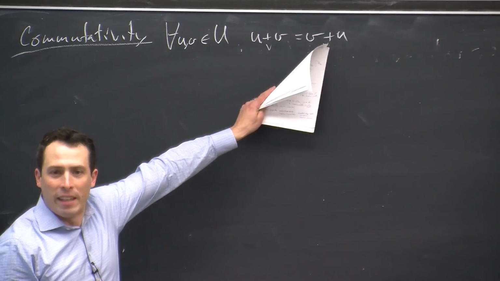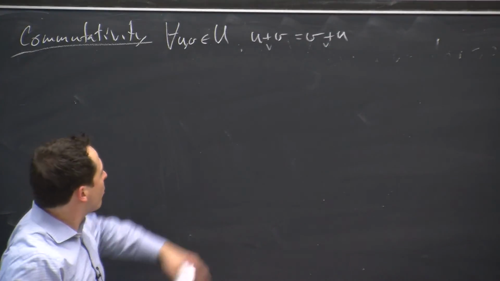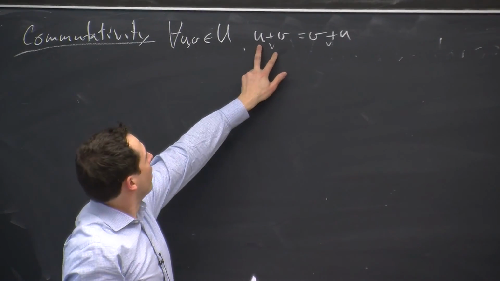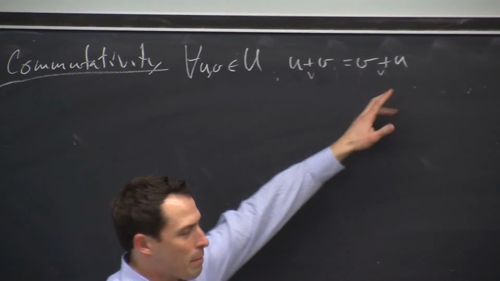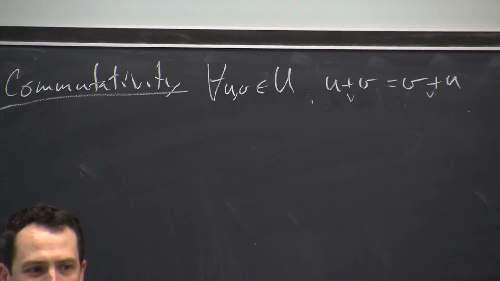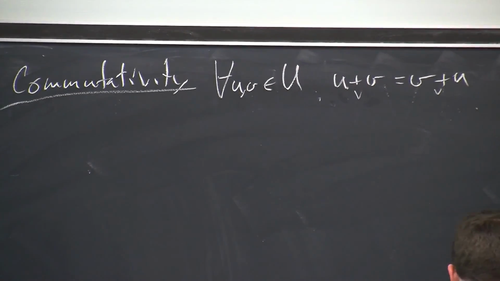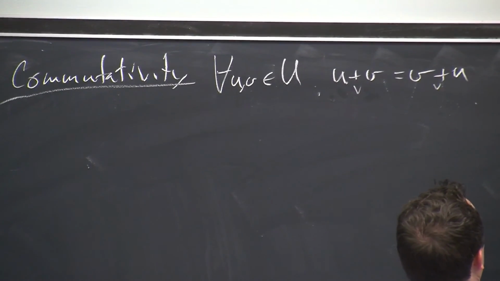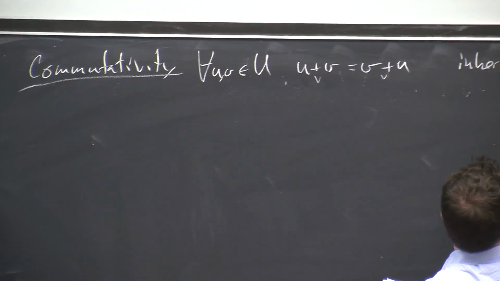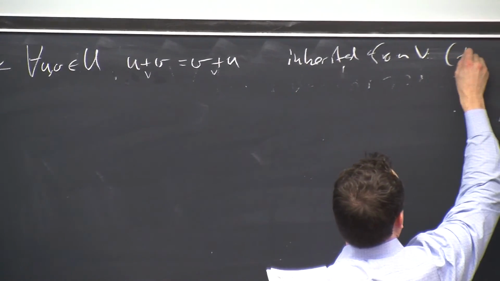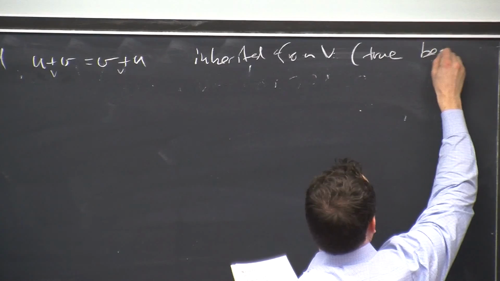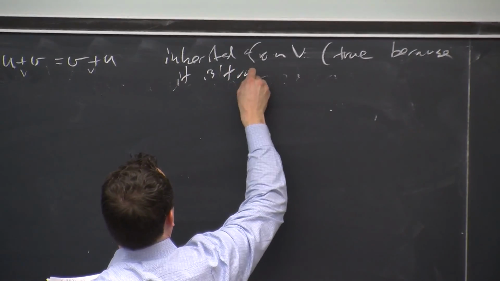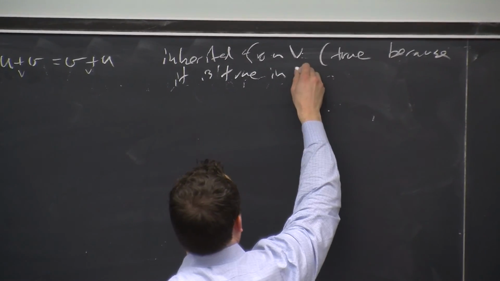Well, we know it holds in V, right? We know it holds in the big vector space. And these two elements are also elements of U. They're also elements of V. And so if these two things are equal in V, they must be equal in U. They both refer to the same element. So you can think about this as kind of inherited from V. That is, it's true because it is true in V.